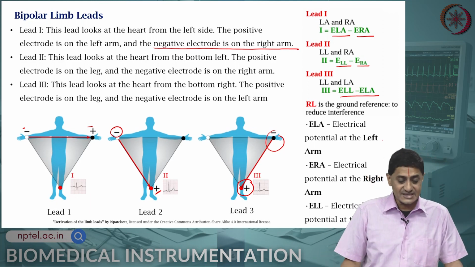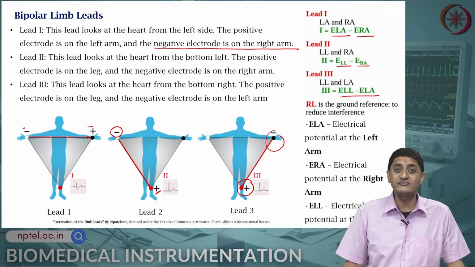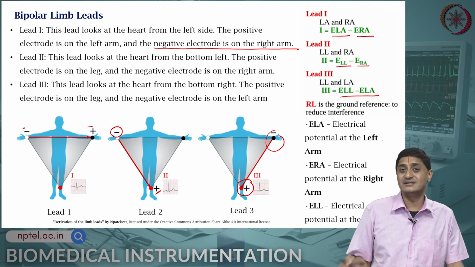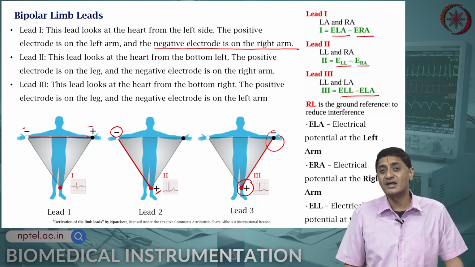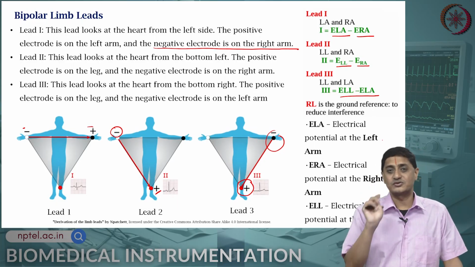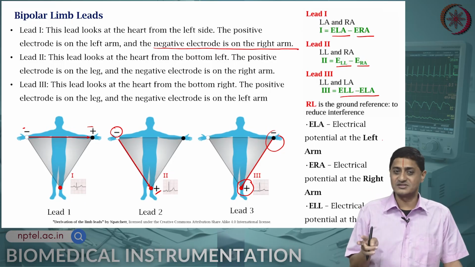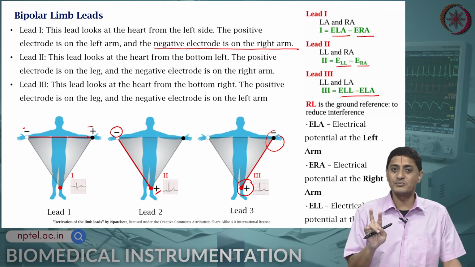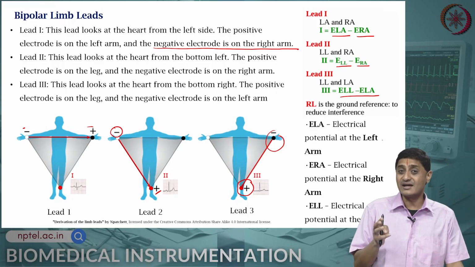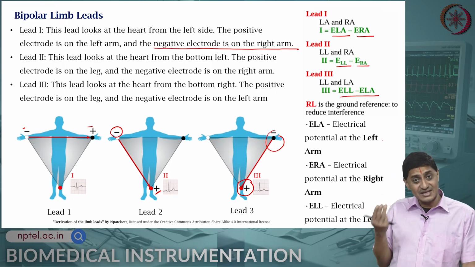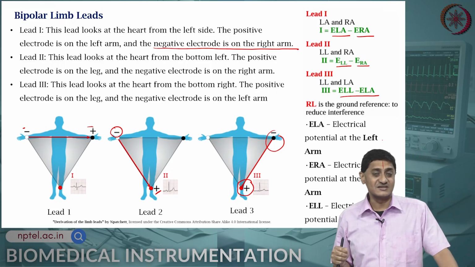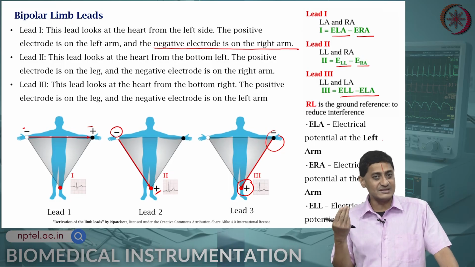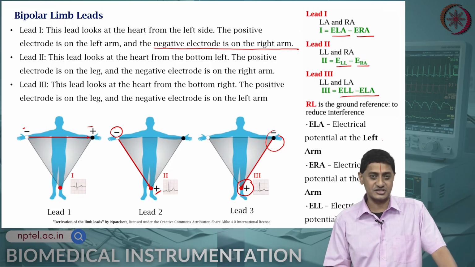So, these essentially define the first 3 leads. Note that each lead is composed of 2 electrodes, because this is a bipolar system. There are 3 electrodes of interest in this case, and we have 3 possible leads in the bipolar configuration.